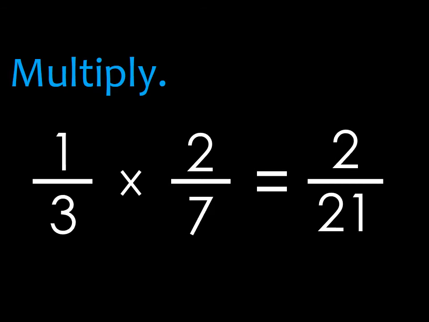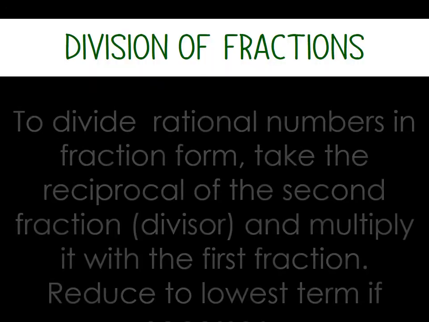If you can still reduce it to lowest term, then we have to reduce it to lowest term. Next example, we have 1/3 times 2 over 7 is equal to 1 times 2 is 2 and 3 times 7 is 21. Again, it is the simplest form na. We cannot reduce it to lowest term. Kaya final answer is 2 over 21.